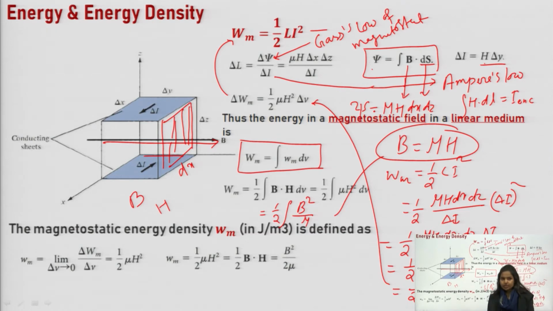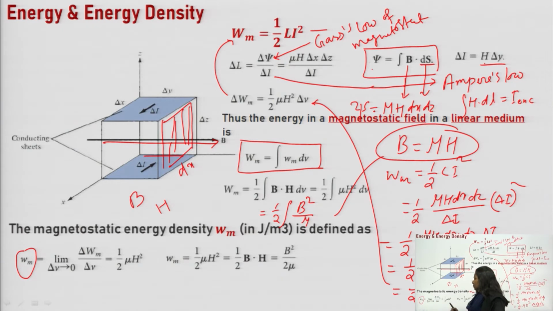Now we will see the energy density. Energy density is nothing but the total energy per unit volume. As we have the formula for magnetic energy, we can easily find the value of energy density. So the magnetostatic energy density Wm in joule per cubic meter is defined as Wm. Usually it is denoted with small w. M indicates magnetic energy density.